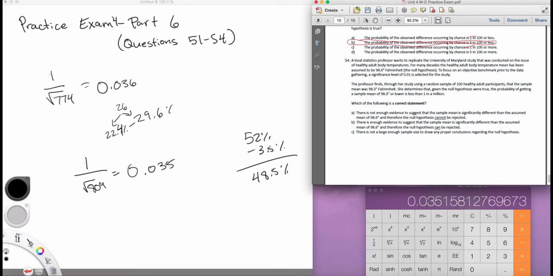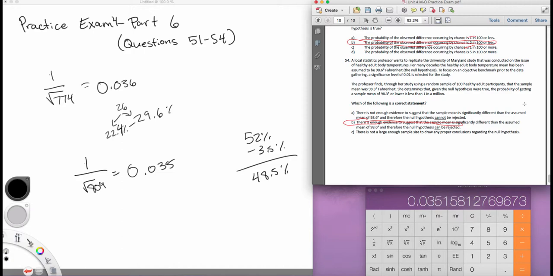Because we have enough data on that, then you could say, yes, I can reject the null hypothesis in this case. That's what that means. So B is the correct answer, at least in my opinion. We can verify by looking at the last option. There's not a large enough sample size to draw any proper conclusions regarding the null hypothesis. In that case, that's not necessary.